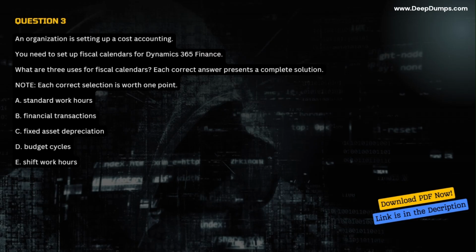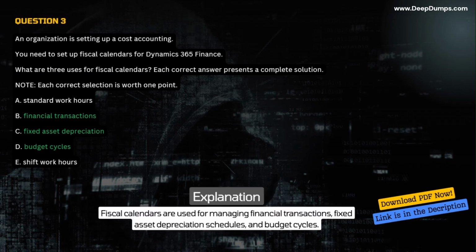A. Standard work hours. B. Financial transactions. C. Fixed asset depreciation. D. Budget cycles. E. Shift work hours. Correct answer: B, C, and D. Financial transactions. Fixed asset depreciation. Budget cycles. Explanation: fiscal calendars are used for managing financial transactions, fixed asset depreciation schedules, and budget cycles.